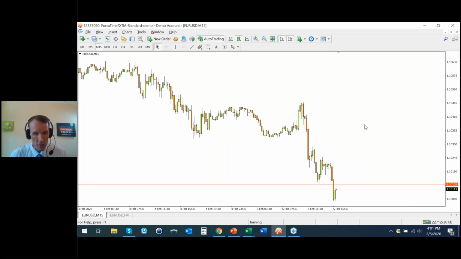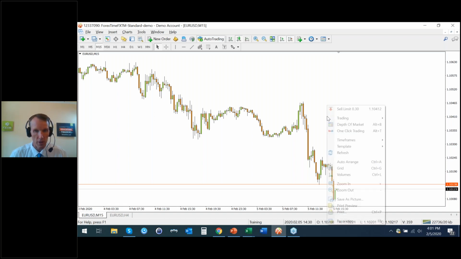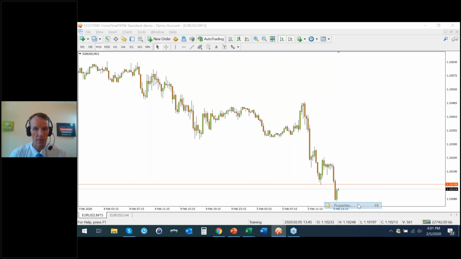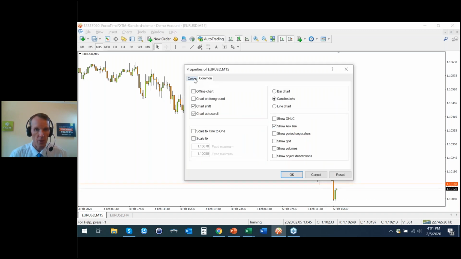Right. Most of the invalid stop loss and take profit errors come because of the spread. Now, not everybody has the spread shown here like I do. I'm going to show you how to activate it if it's not. When you go, you click on your charts. You can right click, go to the properties, or you can press F8. And you go to the common tab.